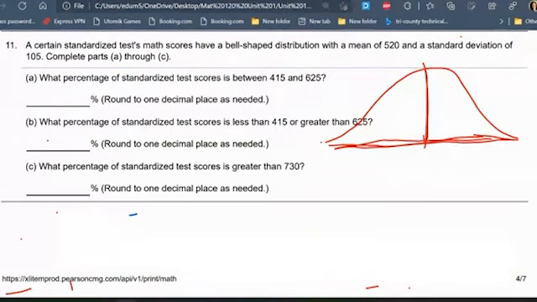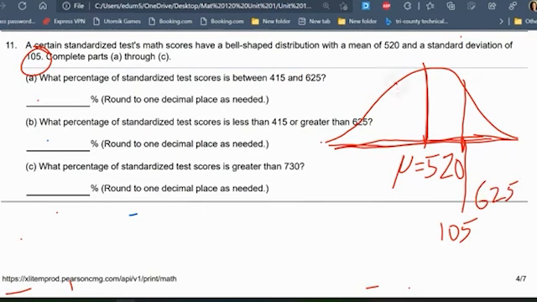All right, so the mean of this normal curve, the mean of the population, is 520. And the standard deviation is 105. If the mean is 520 and the standard deviation is 105, you add 1 standard deviation above to the mean. So 625 is correct. Very good. What is 1 standard deviation below the mean then? What number? 415. That is 520 minus 105.